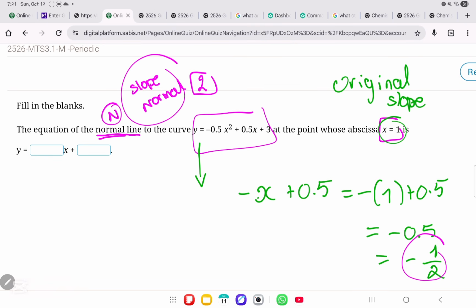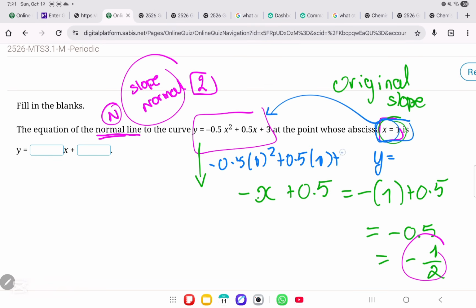Now that we have the value of the normal slope, we can proceed. But before we do, we said that the normal line passes through the point where x is 1. So we'll also need to find the value of y in order to find the equation. How do we find the value of y? You just substitute it over here. So it's going to be minus 0.5 times 1 squared plus 0.5 times 1 plus 3. So our y is going to be 3.